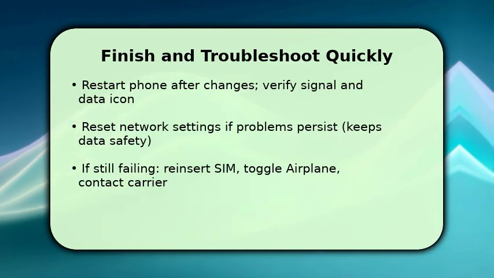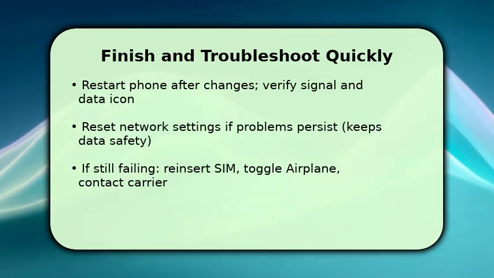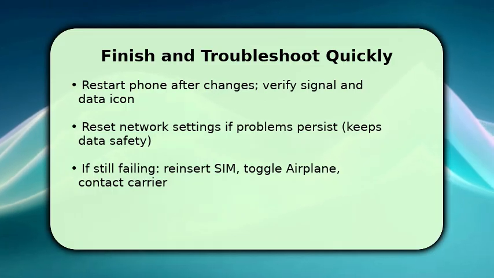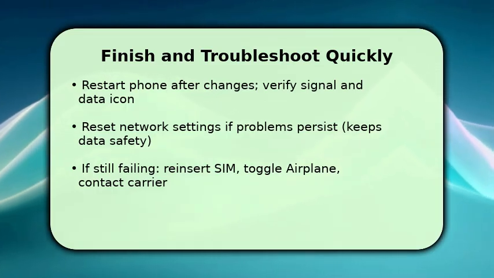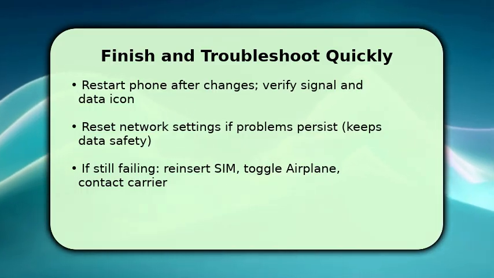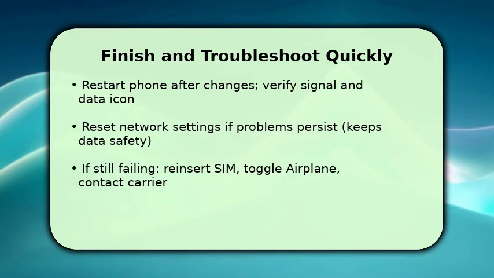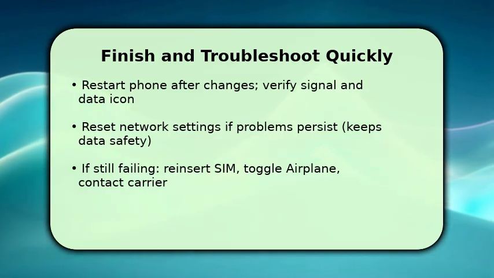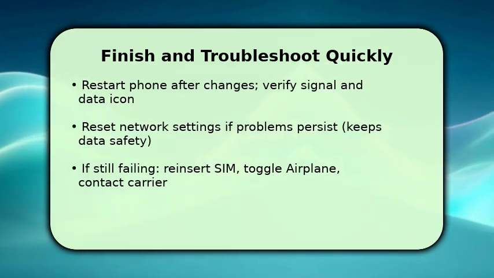If you still have no connectivity, go to Settings, then System, then Reset Options, then Reset Wi-Fi, Mobile, and Bluetooth. Use that only as a last step because it clears saved networks. If issues persist, power off, reinsert the SIM, toggle airplane mode, and call your carrier. That single troubleshooting action.